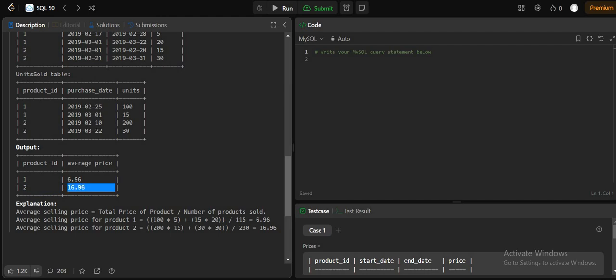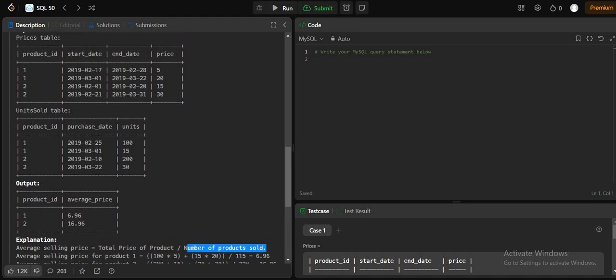And how do we calculate the average selling price? We calculate it by the total price of products divided by the number of products sold. Every product here has two periods, but there may be n number of periods for a product, from starting date to ending date, and their prices may vary. In this question we just got two periods for a particular product ID, but there may be cases where a product ID has more than 2 or 3 periods where the price is changing.